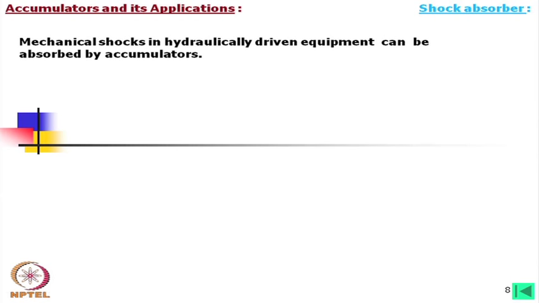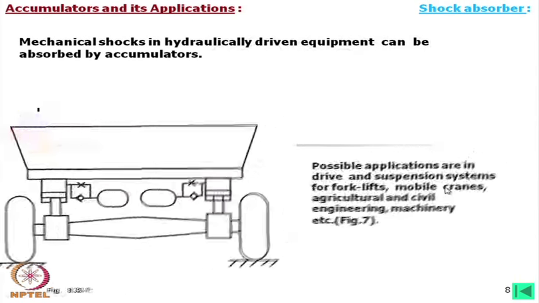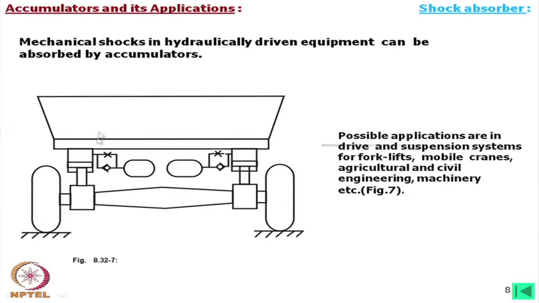Definitely, as we have explained, it reduces water hammer or shock. So, such an accumulator can also be used as a shock absorber. Mechanical shocks in hydraulically driven equipment can be absorbed by accumulators. In this case, what we have shown is some sort of carriage, or this may be two wheels of some earth-moving equipment. In that case, this axle is on a damper, and in that damper another accumulator is fitted.